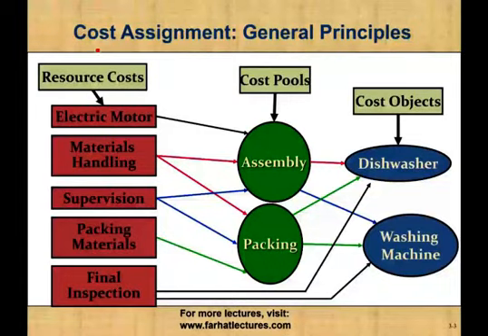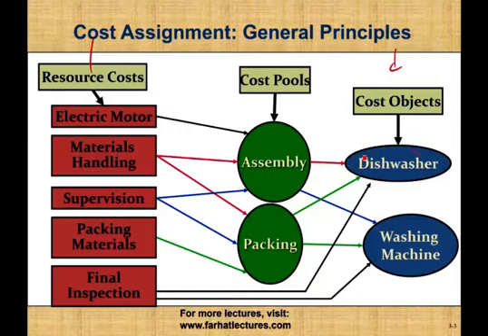We have resource cost, which is the cost. The cost could be a form of electric motors. Well, let's start. Let's start with the cost object. Let's assume our cost object. Let's start from the end. We are manufacturing dishwashers and washing machines. That's what we are manufacturing. So obviously we have to incur costs to manufacture those.